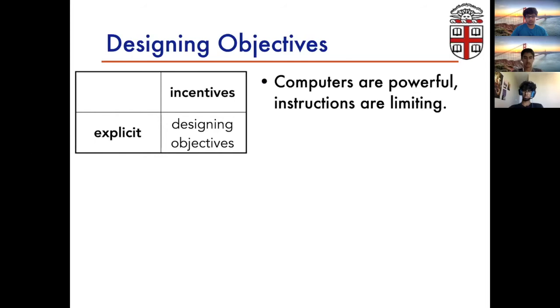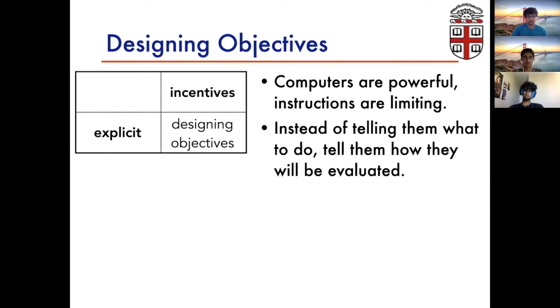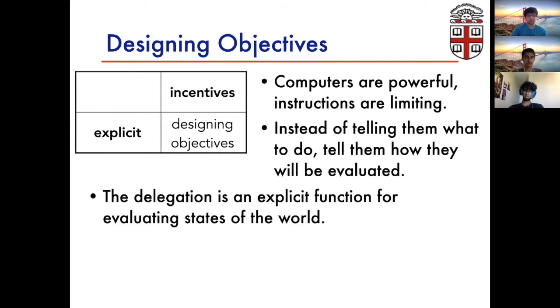And that's partly because computers are actually super powerful, and telling them exactly what to do is somewhat limiting, right? So sometimes they're going to actually be able to figure out a better way to do something. So instead of telling them what to do, we're going to tell them how we're going to evaluate what they do. And in this case, what the person is delegating to the machine is an explicit function for evaluating states of the world. How can the machine tell on its own whether it's doing a good job or not?